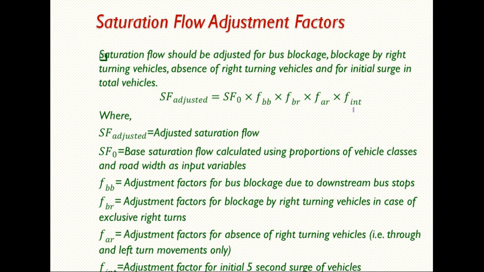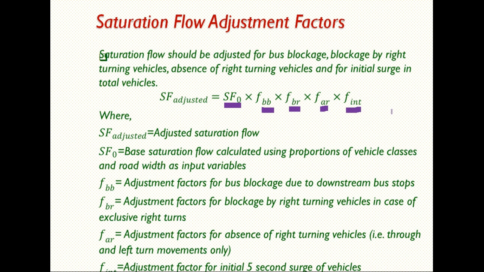The saturation flow is given by this equation, this is the base saturation flow using proportion of vehicle class and road width as input variable, and this is the adjustment factor for bus blockage due to downstream bus stop. This is the adjustment factor for blockage by right turning vehicles in case of exclusive right turn lane, and this is for absence of right turning lanes, and this is the adjustment factor for initial 5-second surge of vehicles.